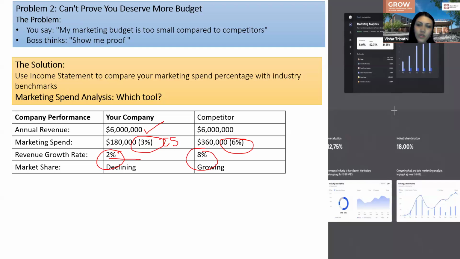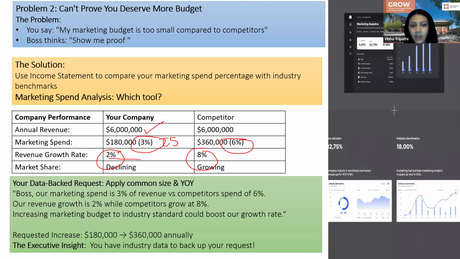Now, if I can pitch to a boss like this, that our marketing spend is only 3% compared to the competitors, while they are growing at 8% and we are only growing at 2%, you better give us some resources so that we can make some sense in terms of matching the marketing expenses to the sales of the company. So that's a second example. Hope that's making sense for you.